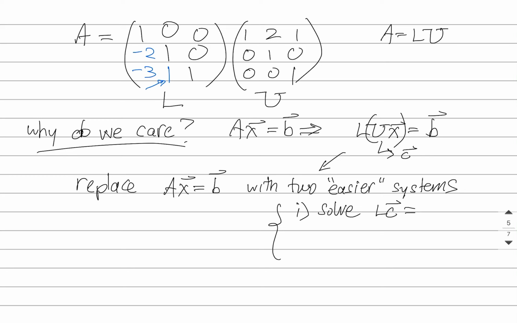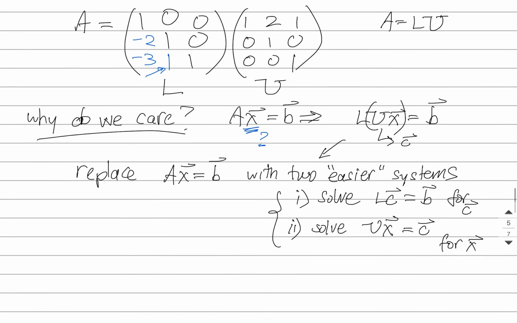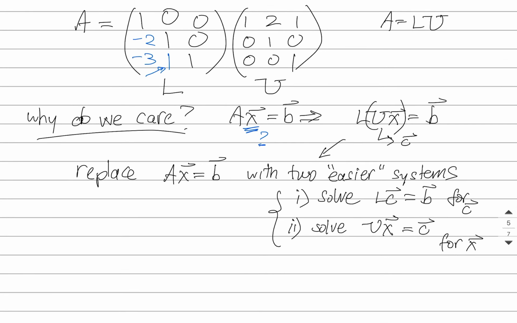We are now going to solve LC equals B for C. Then we're going to take that answer and solve UX equals C for the vector that we were interested in in the first place. When we solve a linear system, this is what we're interested in knowing. If we do this two-step process, we will be able to solve it. These are easier because they're each triangular systems, and solving triangular systems is very straightforward.